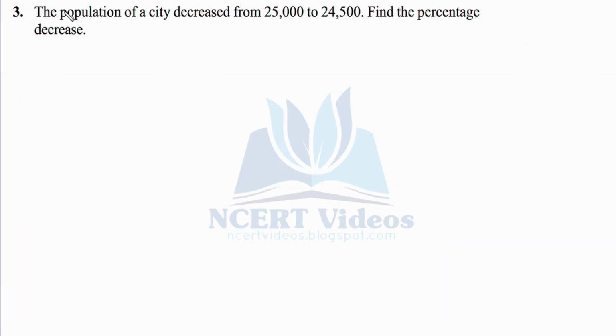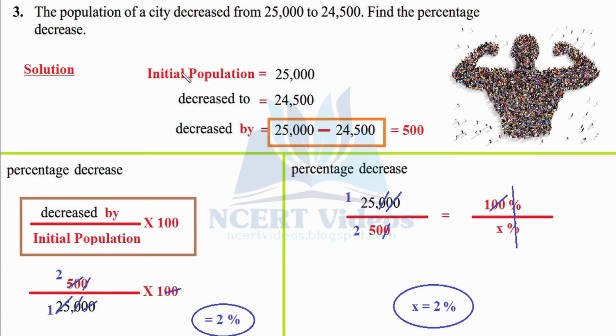Question 3. The population of a city decreased from 25,000 to 24,500. Find the percentage decrease. In this question, we are given the initial population, that is 25,000, and it decreased to what? Remember, it is not written that it decreased by. It is written decreased to. That means final.